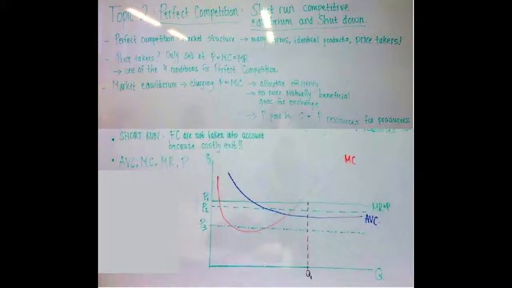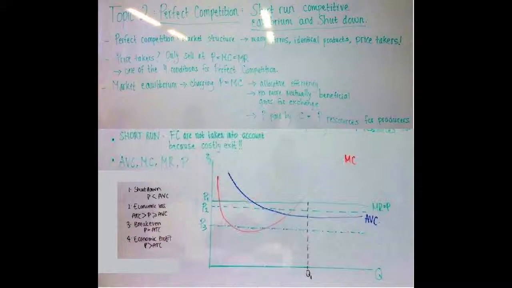At P3, we can see that the price is a lot lower now and is below the average variable cost. This is the shutdown condition for a perfectly competitive firm. Because the price is lower than the average variable cost, the firm cannot make up for all its expenses and its costs. Therefore, we'll do better to stop producing and exit the industry.